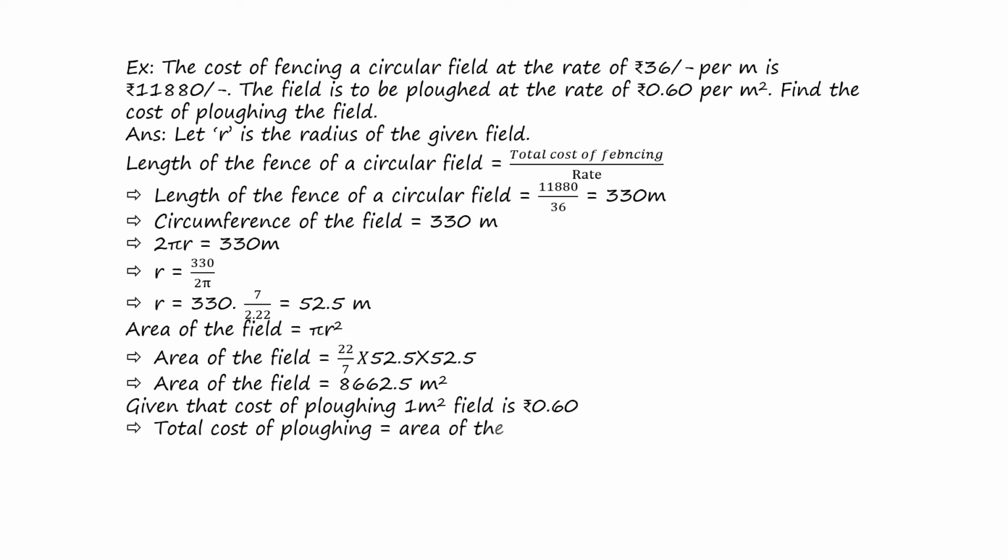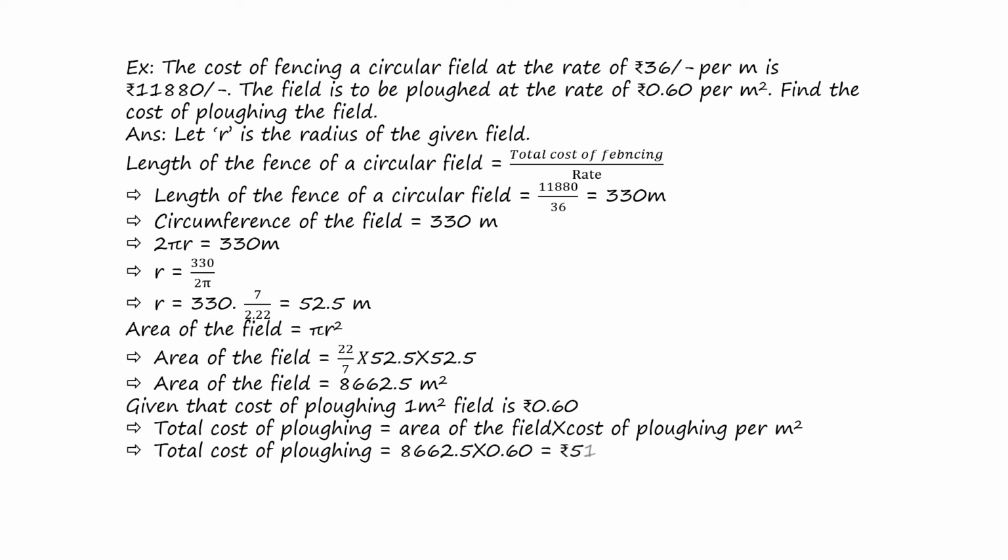Now given that the cost of plowing 1 meter square of field is rupees 0.60, so total cost of plowing is area of the field into cost of plowing, which is nothing but 8,662.50 into 0.60, which is rupees 5,197.50. Thus, the total cost of plowing the field is rupees 5,197.50, is the answer.